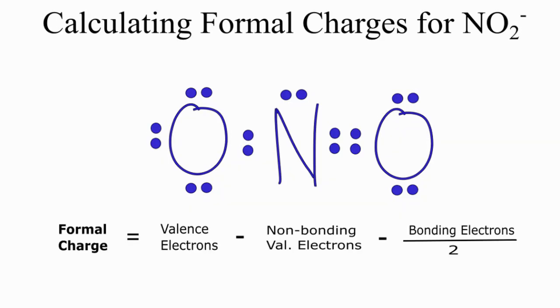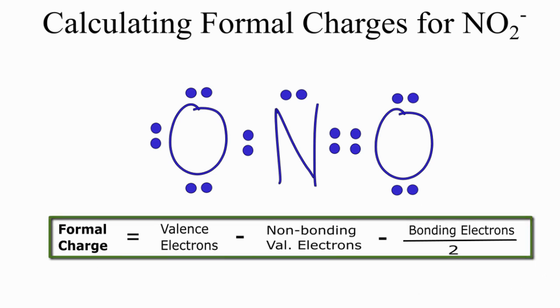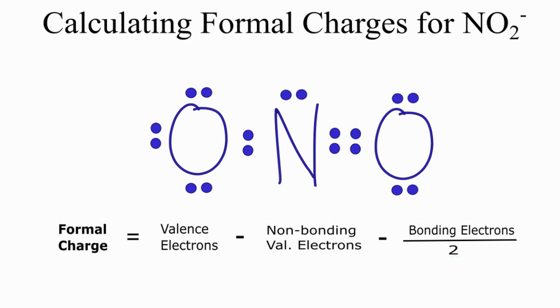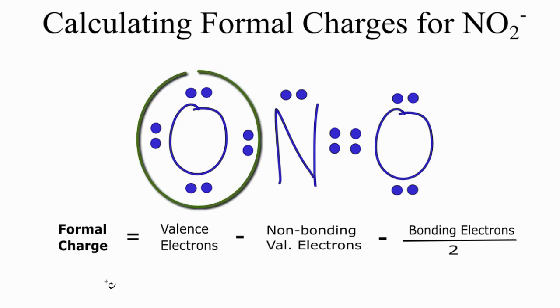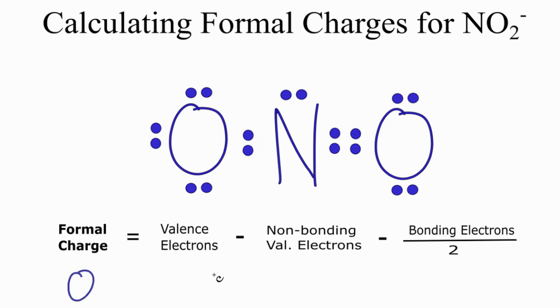To calculate the formal charges for NO2-, the nitrite ion, we're going to use this equation right here. There are different forms of this equation, but they all give the same answer. So let's start by doing this oxygen here on the left. Oxygen has 6 valence electrons. You can look that up on the periodic table. It's in group 6A or 16, and it has 6 valence electrons.